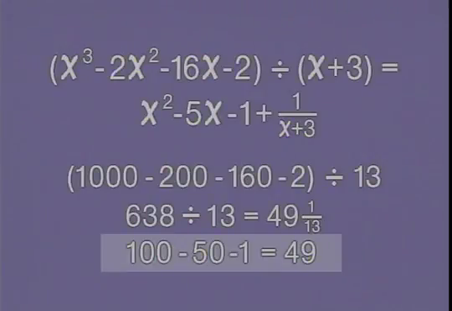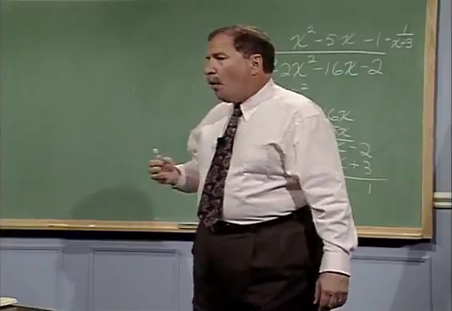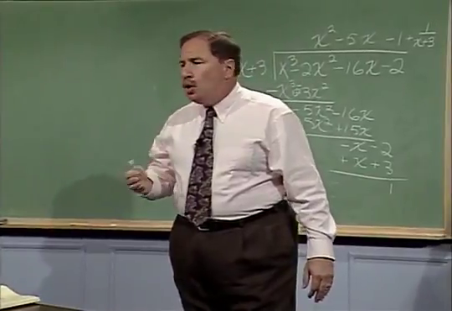So indeed, it checks both ways, plugging the 10 into the actual problem and working out the arithmetic, or plugging the 10 into the answer: we get 49 and 1/13. But as I said, this is not the most efficient way to do polynomial division. So what we're going to do is introduce a new method.